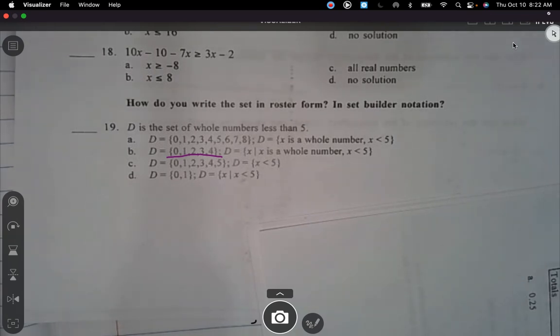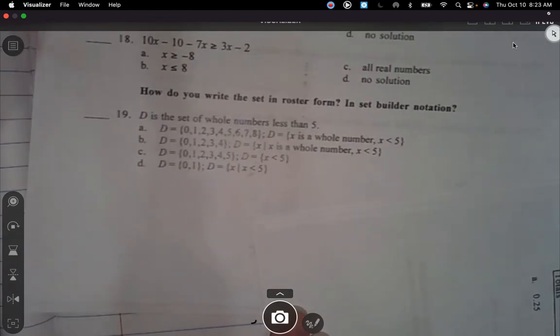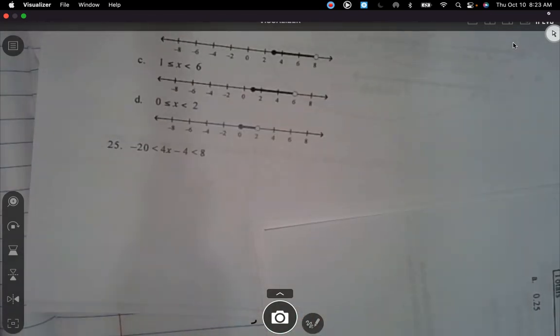Set builder notation, basically it just repeats what it says. x such that x is a whole number, and what else? x is less than 5. See how it just says it all again? Are we okay with that? That one's B? B. All right. Yay, done with that whole first part.